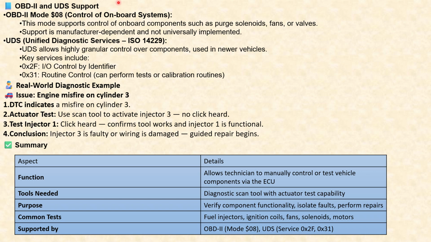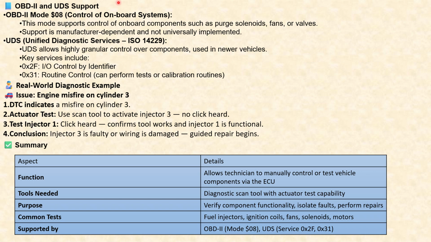The Unified Diagnostic Services, ISO 14229 UDS, allows higher granular control over components used in newer vehicles. Key services include 0x2F, IO control by identifier, and 0x31, routine control, which can perform tests or calibration routines. So OBD2 and UDS have some specific steps.